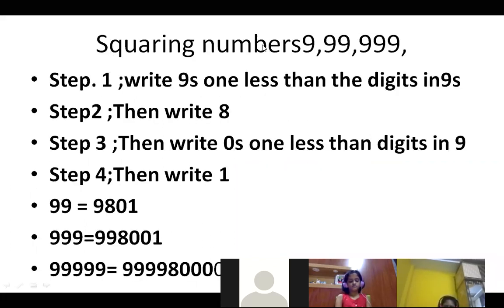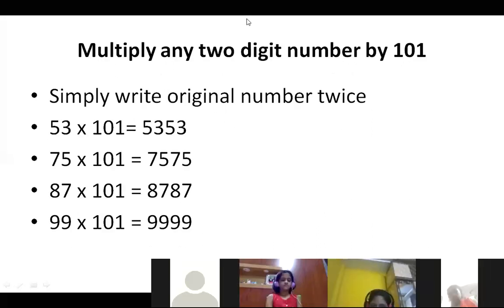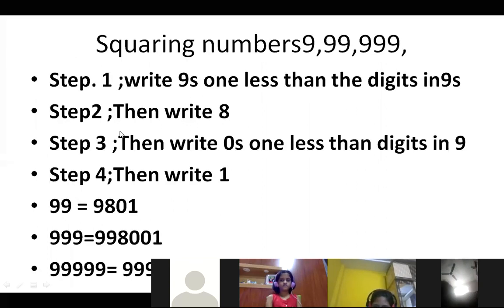See, this, we already know how to multiply. Multiplying with 9s actually. We know this, but here I'm going to discuss a different technique. How to find out the square of 99? 99 square.